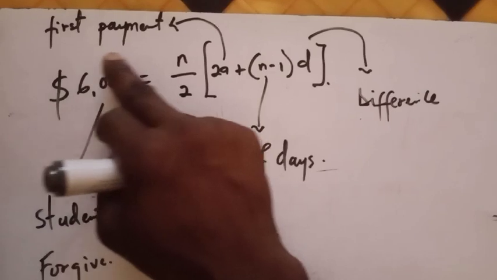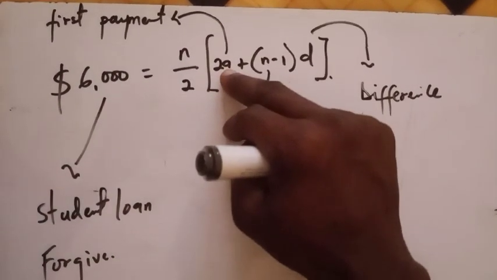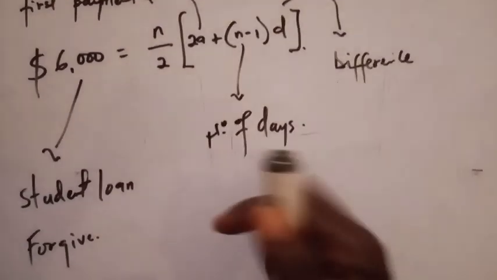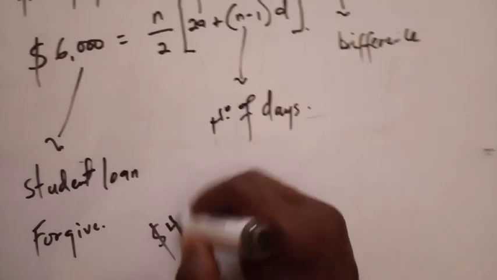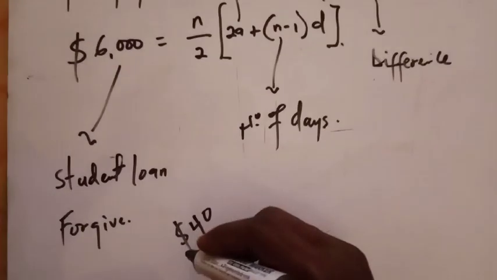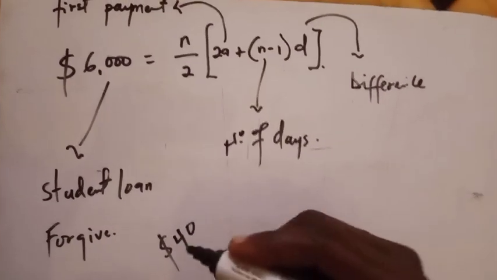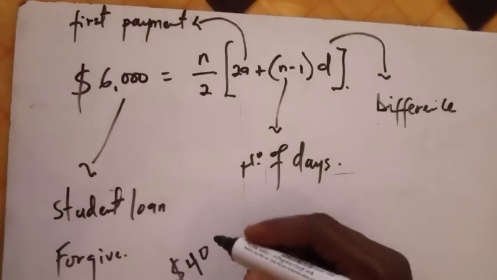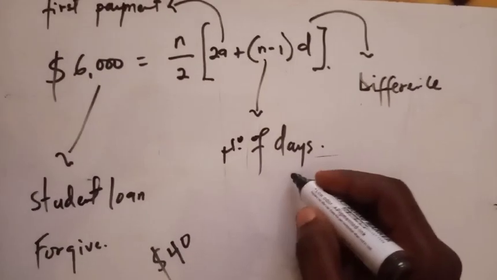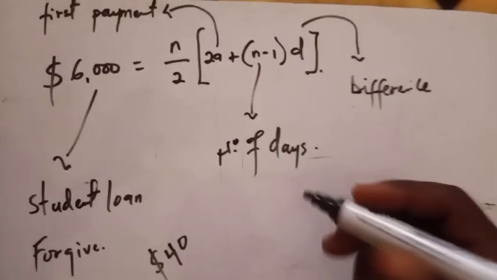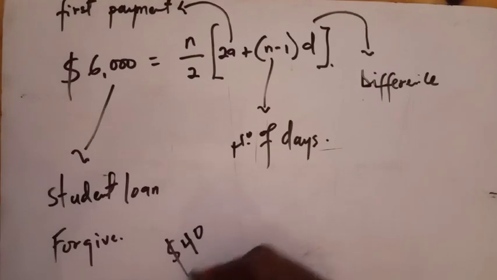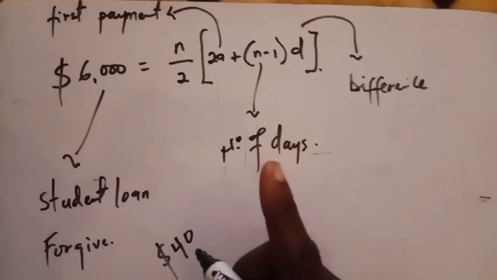Now, this is my first payment. So this A here is going to be my first payment. On day one, maybe I want to pay $40, right? So that's just for day one, the first day of payment, an initial deposit of $40. That is for me. Now this N here is obviously standing for the number of days that I'm going to spend in paying this $6,000 loan if I wish to pay $40 per day.